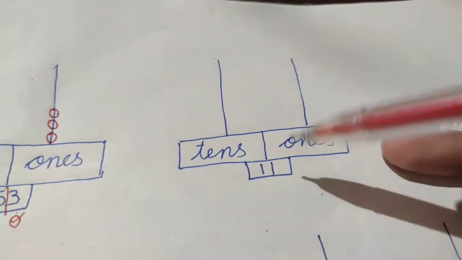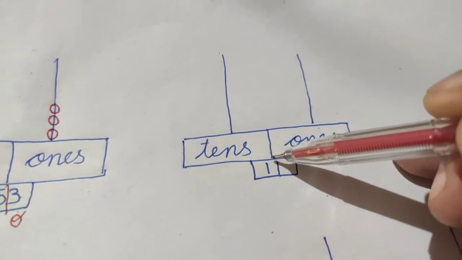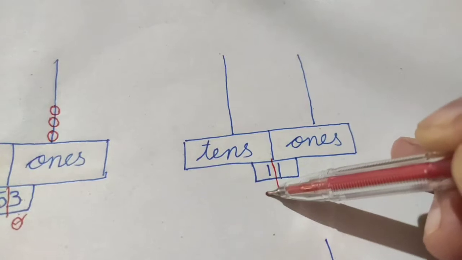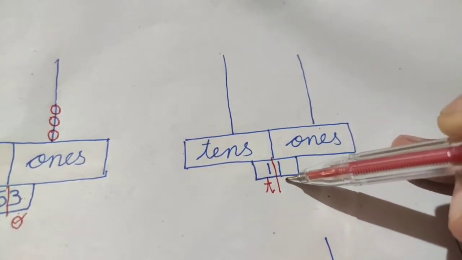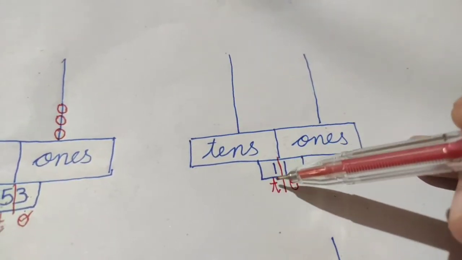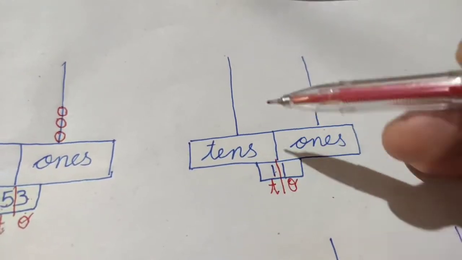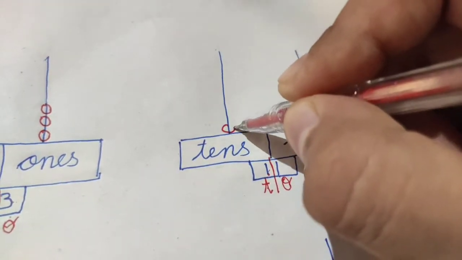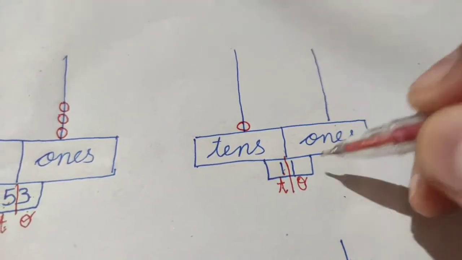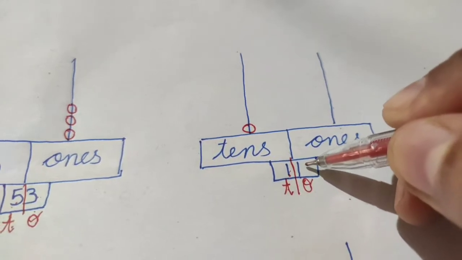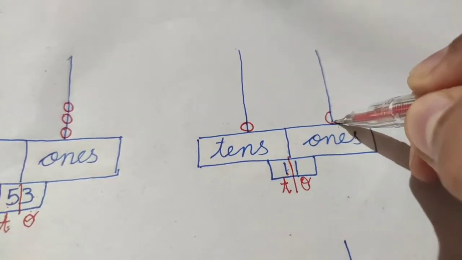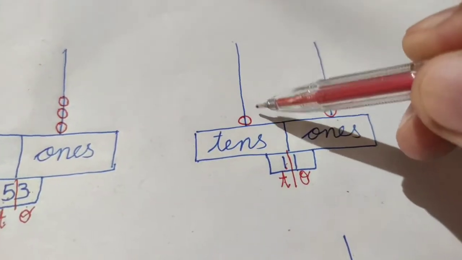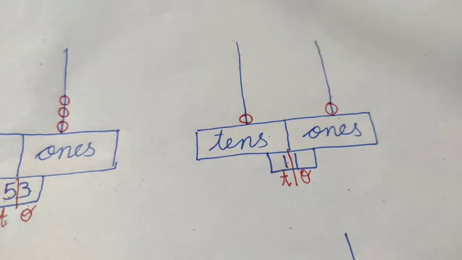Now the second one, see here, 11. So we part it, and the first one is tens and the second one is ones. So the first one is tens, so we draw here 1 bead. And in the ones rod we also draw 1 bead, because both numbers are the same. 11, so draw 1 and 1 beads. 1 ten plus 1 one. This way.